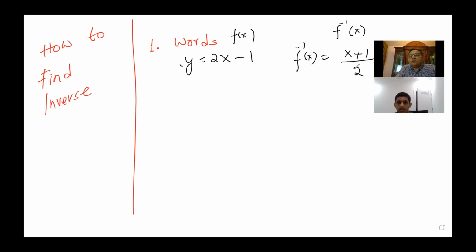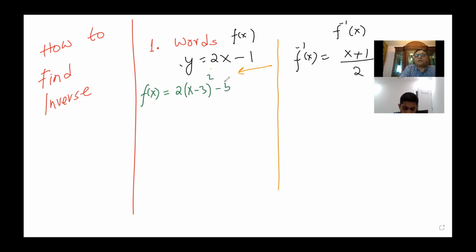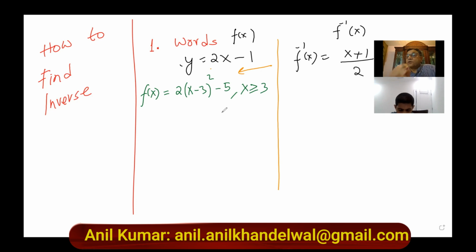So we have 2 times x, take away 1. If you go in the reverse order, what do we do first? Add 1 and then divide by 2, and you get your inverse. Very beautifully given the answer. Now here is another example for you. This is slightly tricky. We have the function f of x equal to 2 times (x minus 3) whole squared, minus 5, where x is greater than or equal to 3. Now tell me, what is the inverse of this using words?